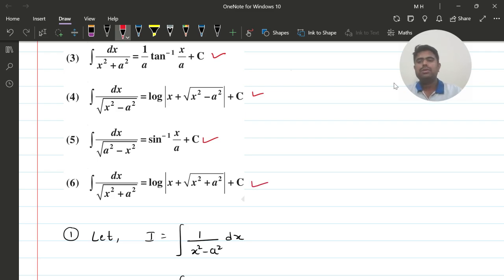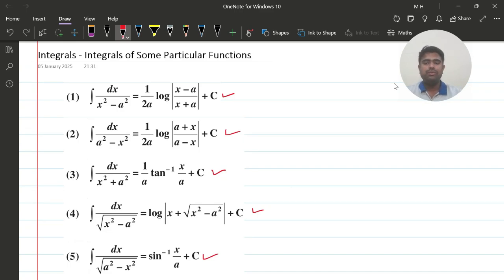Okay, so this is all about the proofs of the standard integrals that we have discussed. In the next lecture we shall take up a few problems based on these, and also a few more types of integrals that can be solved using these particular functions. Okay, thank you.